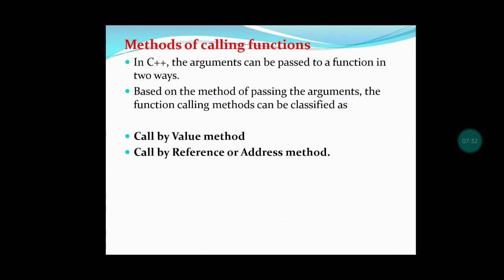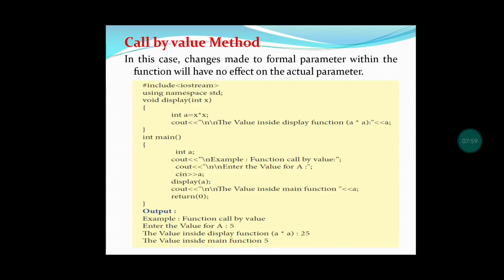Next, method of calling a function. As in the previous example we have seen, by using the name only we have called the function. That is, area means we are calling with area. Fact means we are calling using the name of the function as fact. There are two methods for calling. One is the call by value method. Another one is the call by reference or address method. Let us see about the call by value method.